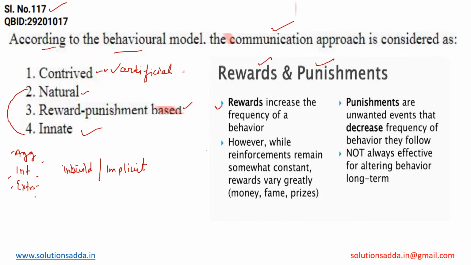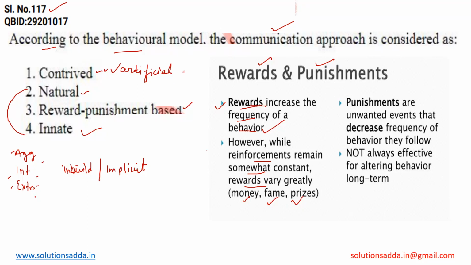Here reward means something that increases the frequency of the behavior. When a student does his or her homework on time and is given a reward, that increases the frequency of the behavior. However, while reinforcement remains somewhat constant, rewards vary greatly. Rewards can be money, fame, or a prize as well.